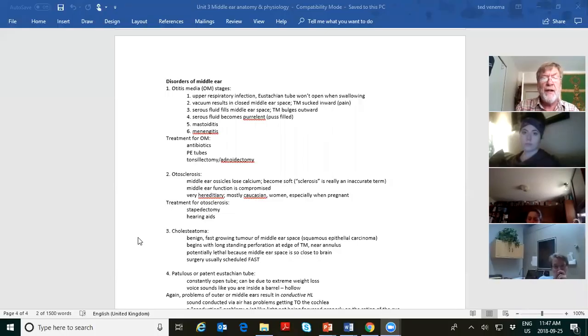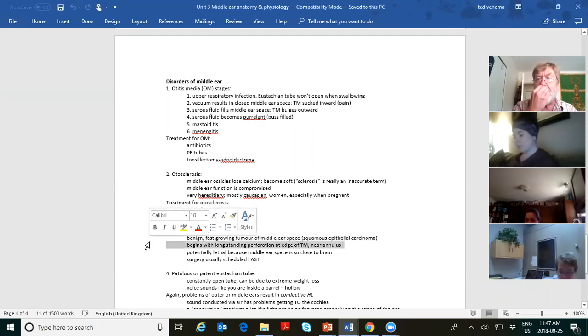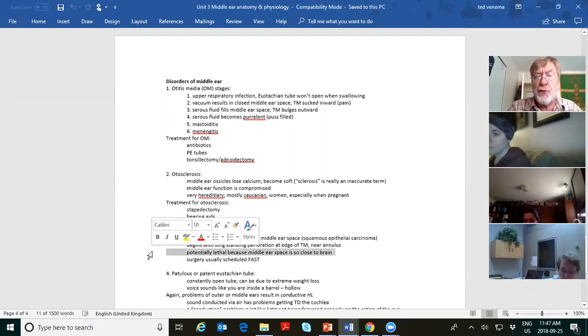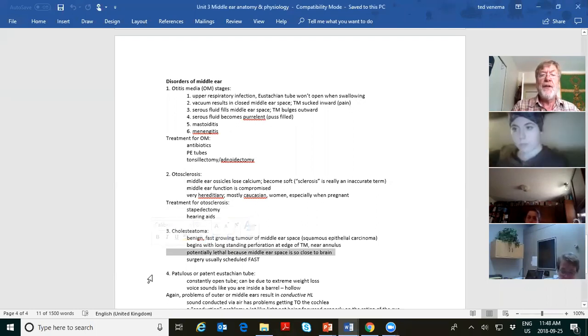Cholesteatoma, benign, fast-growing tumor of the middle ear space. You don't need to memorize squamous epithelial carcinoma, but it begins with a long-standing perforation at the edge of the eardrum near the annulus. Potentially lethal because the middle ear space is so close to the brain. Surgery is usually scheduled fast, capital F-A-S-T.